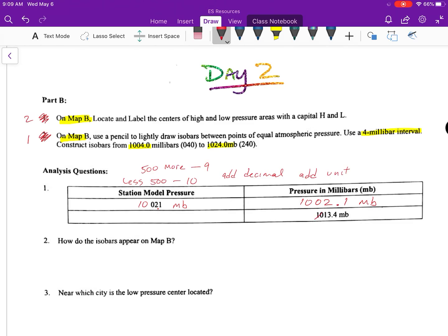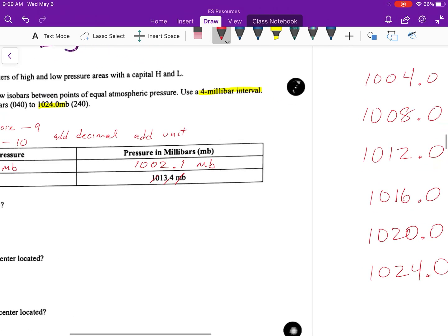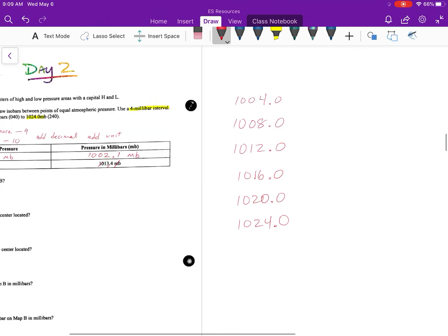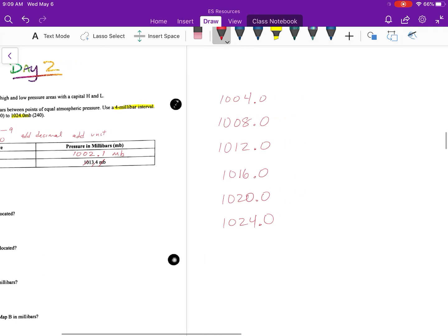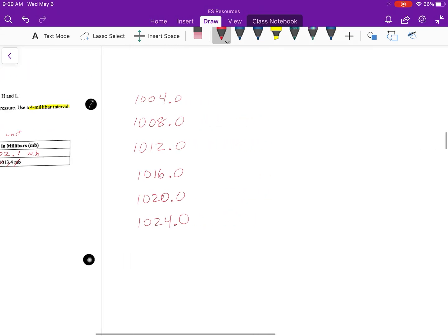And to do the opposite way, you do the opposite. You get rid of the 9 or 10 in front. You get rid of the decimal. You get rid of the unit. So you're left with 1, 3, 4. Okay? So let's figure out what lines we're going to have to make. So this is our setup. Right, we got to go from 1004 to 1024 in terms of lines.